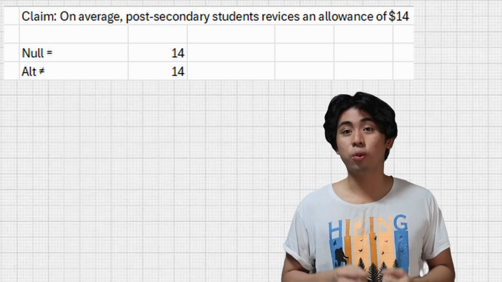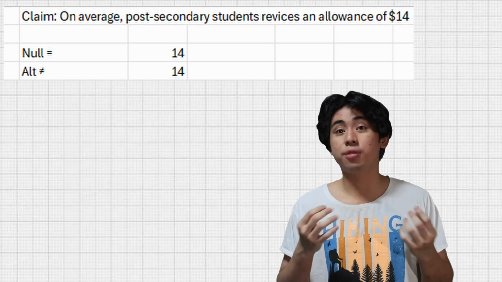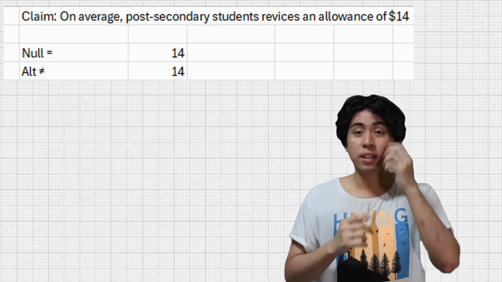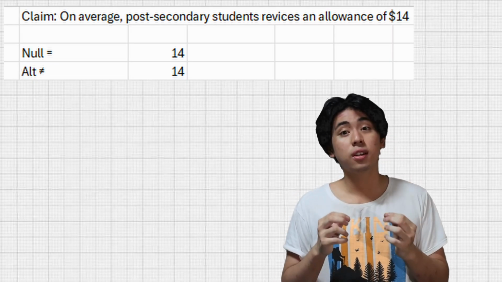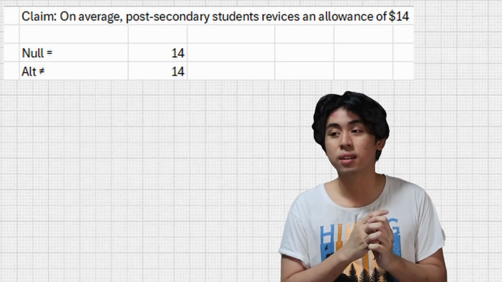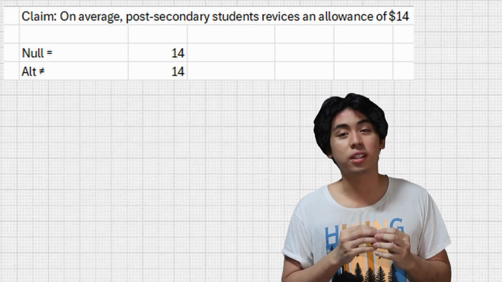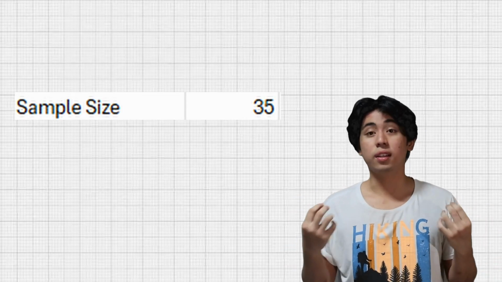My null hypothesis would be 14, as referenced from this article which I mentioned at the beginning of the video, where they claim that on average $14 would be received in allowance by post-secondary school students. So my null hypothesis would be 14 and my alternative will be not 14. The sample size today would be 35.